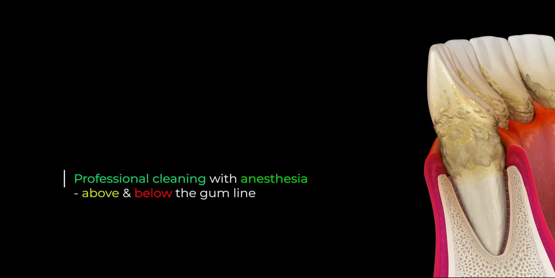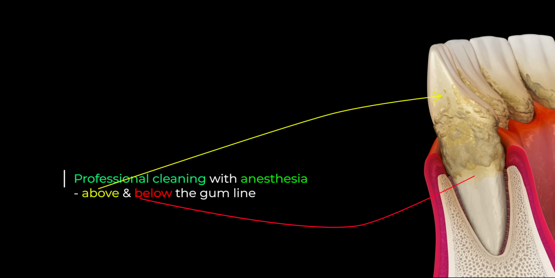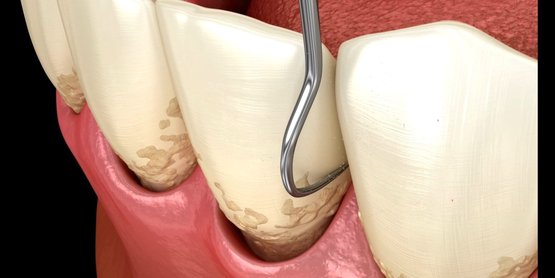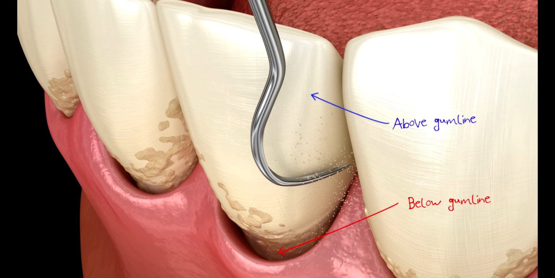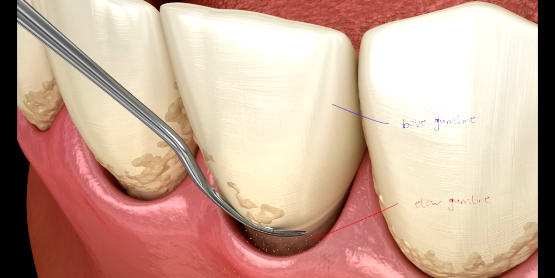A dentistry under anesthesia is going to be a professional cleaning that scales the tartar above and below the gum line, as seen here. So let's talk about our next very important takeaway.